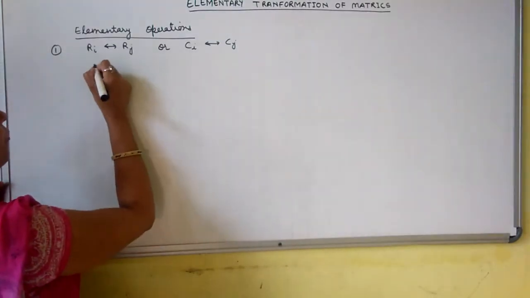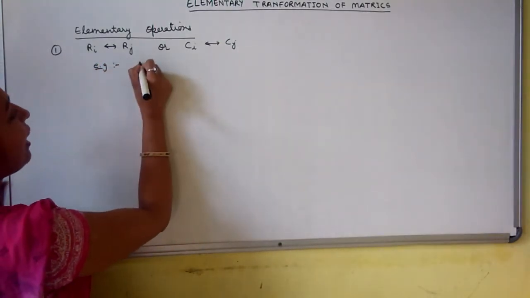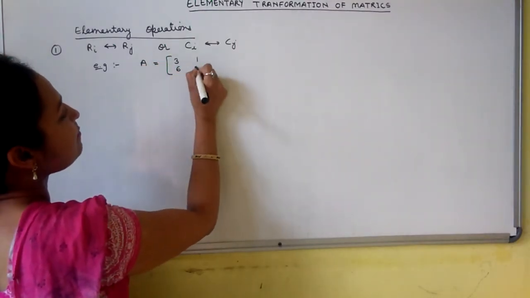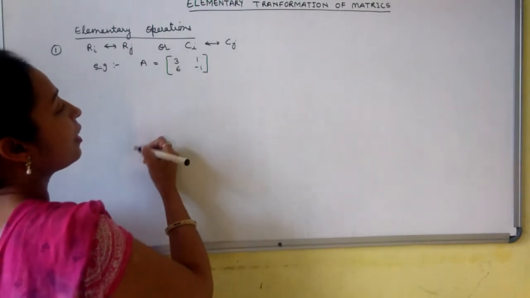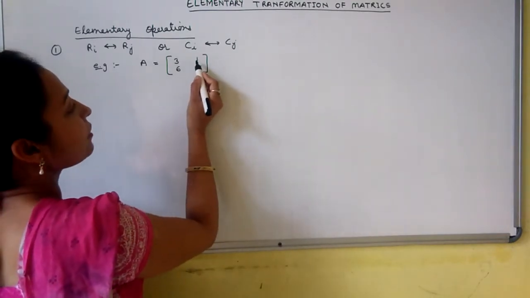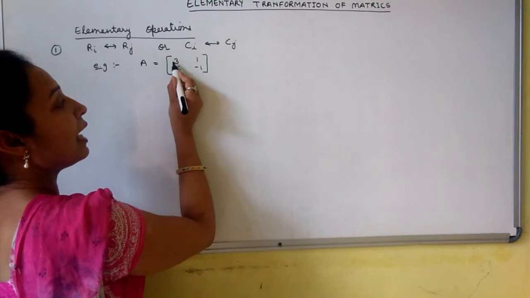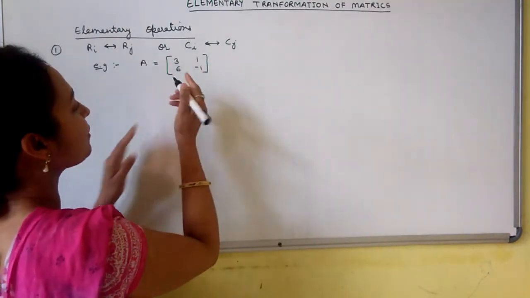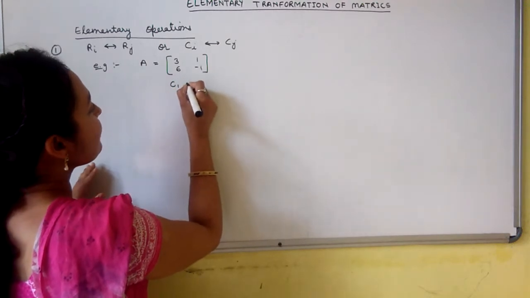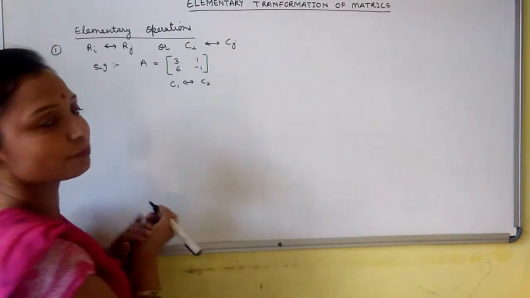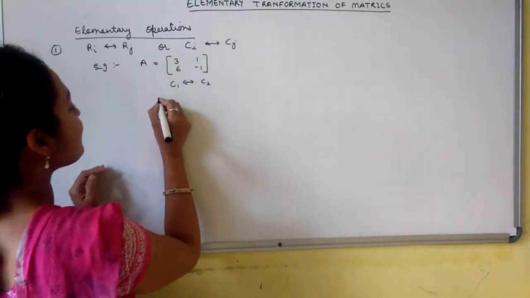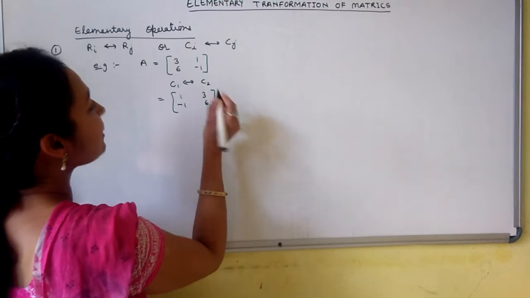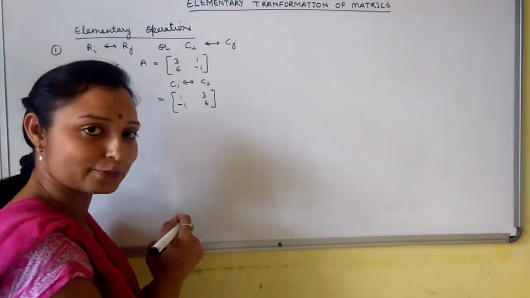For example, I have a matrix 3, 1, 6, minus 1. I want 1 in place of 3 and 3 in place of 1, so we can interchange two columns, C1 interchange to C2. So how we can change? 1, minus 1, 3 and 6. Similarly, we can change the rows also.